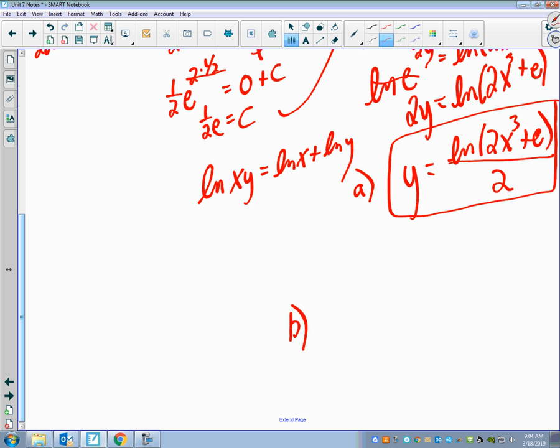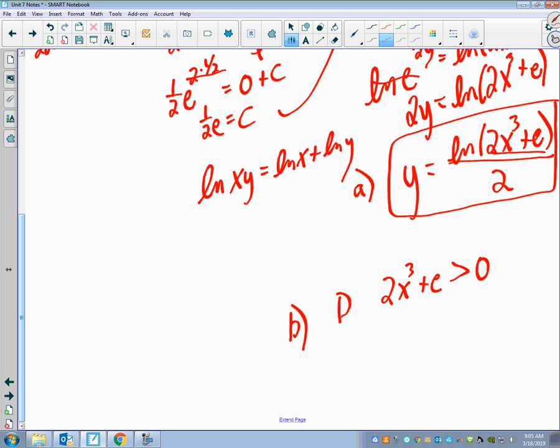Can't have negative. You can't have 0. So to find the domain of a function that has ln, you just can't have this equal to 0. It has to be greater than 0. So to find the domain of this, I'm just going to set 2x cubed plus e greater than 0. Not greater than or equal to 0, because it can't be equal to 0.